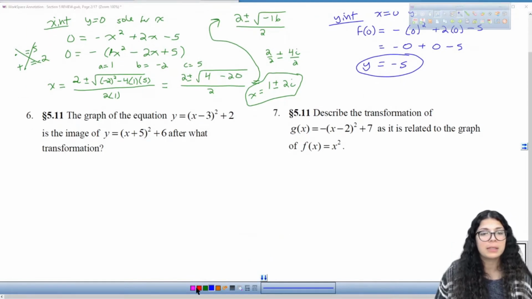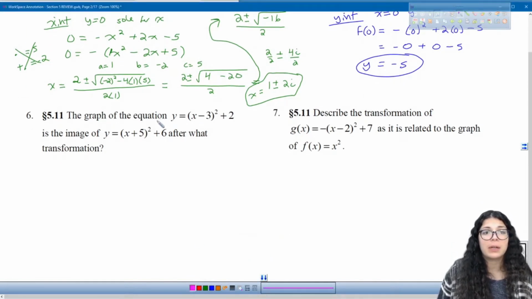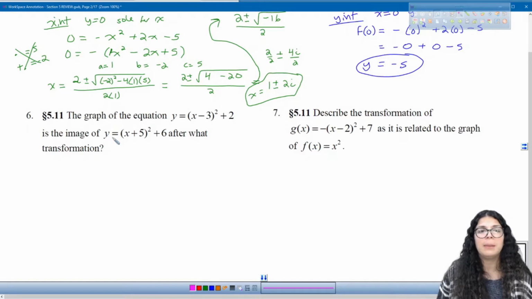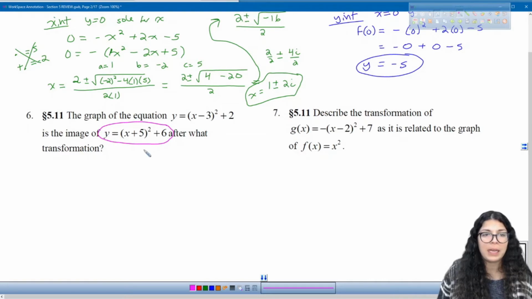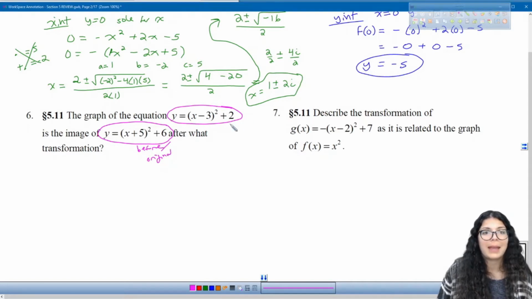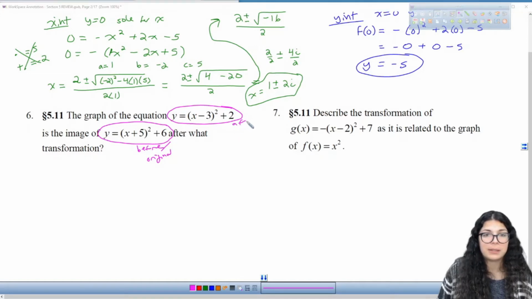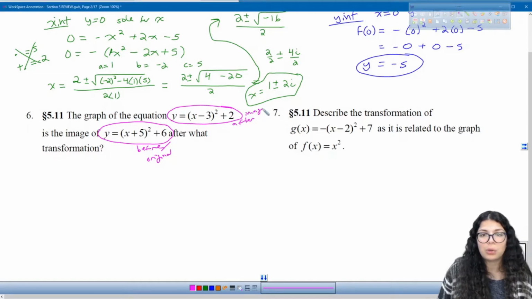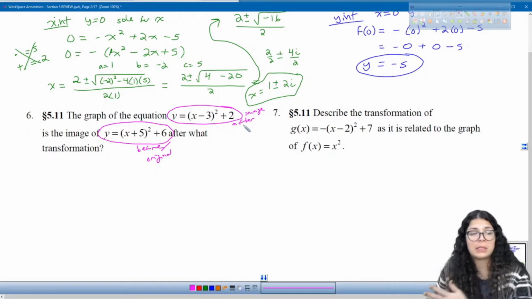All right, moving right along to number 6. On number 6, we're going to need to graph this equation. The graph of this equation is the image of this equation. So what transformation has happened? So this is your pre-image. This is the before, or the original equation. And this is the after. This is the image, or what you get as a result.